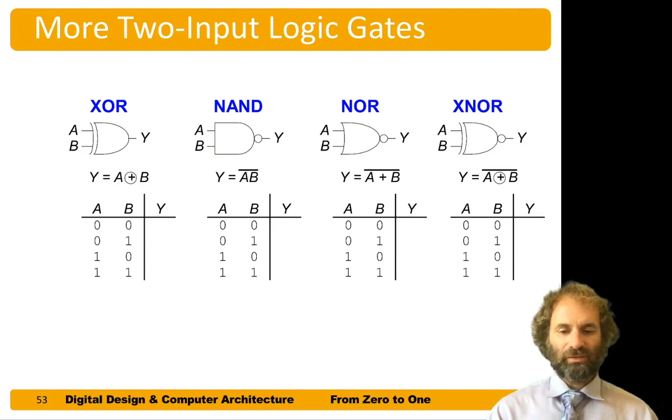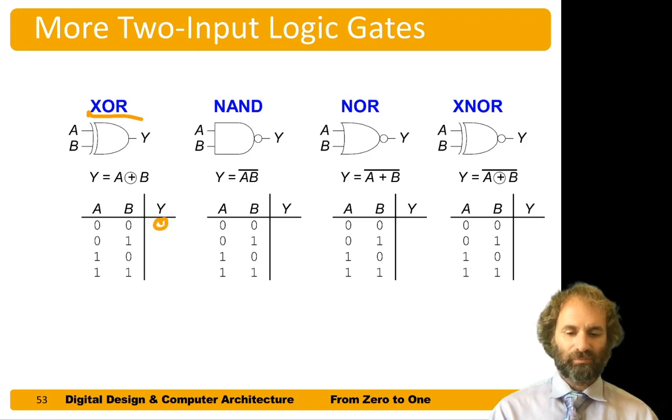There's some more two-input logic gates. An exclusive OR gate produces an output that's true when one or the other input, but not both, are true. So 0 XOR 0 makes 0, 0 XOR 1 makes 1, 1 XOR 0 makes 1, 1 XOR 1 makes 0. The output is true when either of the inputs are true, but not both.